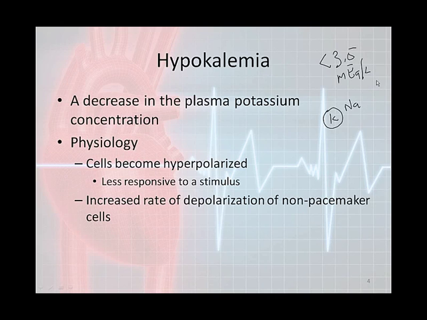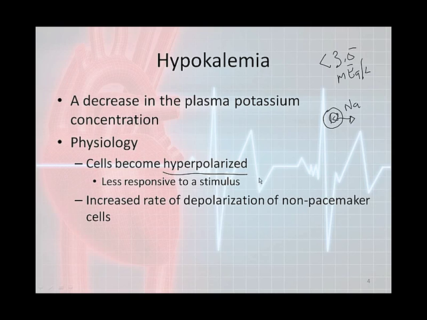What that does is it changes the amount of potassium that's inside the cell, and there's more potassium on the outside of this. It causes more leaking of potassium to outside of the cell. Now, a result of something like this is that the cells become what's called hyperpolarized.